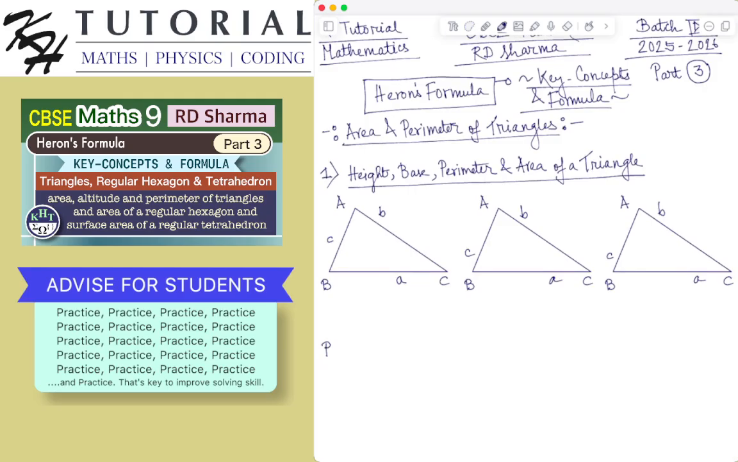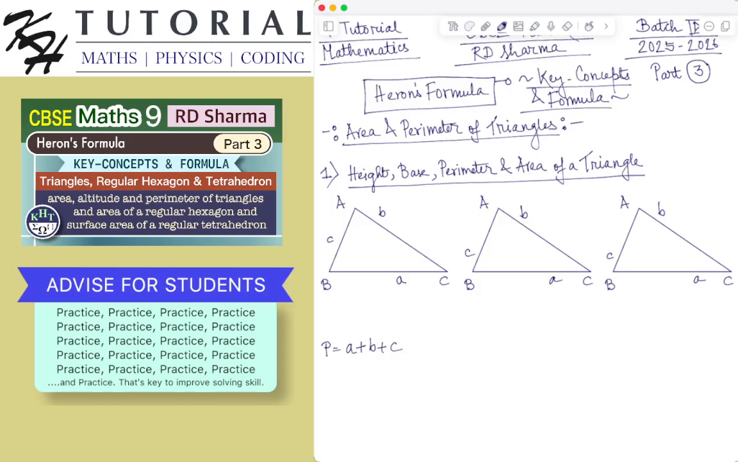So I have a triangle ABC. The length of the side opposite to the vertex A is conventionally denoted by small a. Similarly, the length of the side opposite to the vertex C is denoted by the small letter c, and the length of the side opposite to the vertex B is denoted by the small letter b. So perimeter is clearly a plus b plus c.